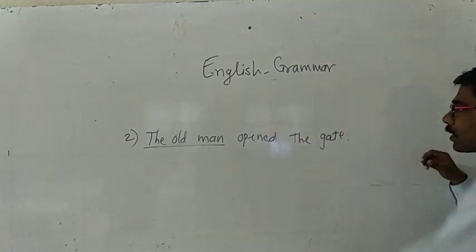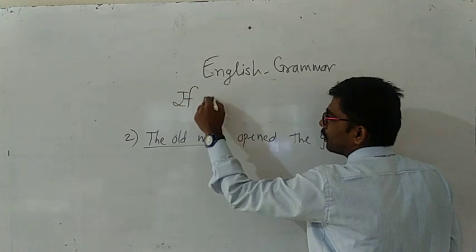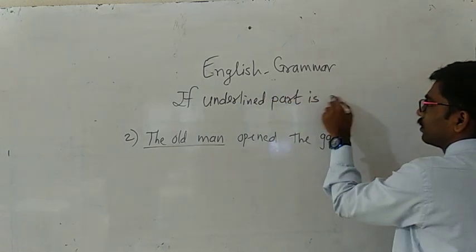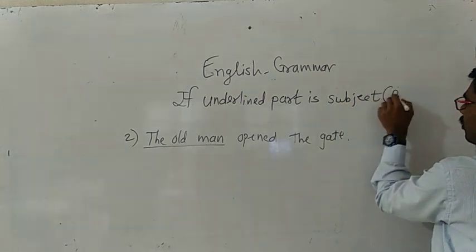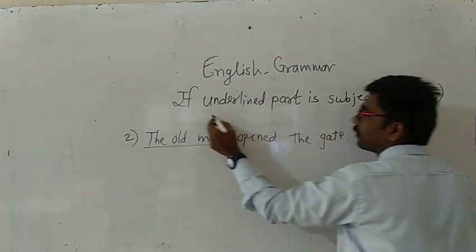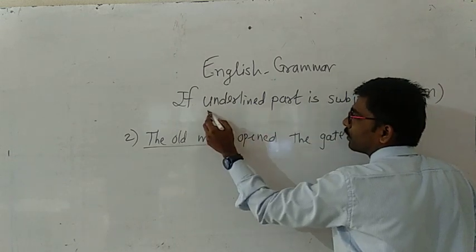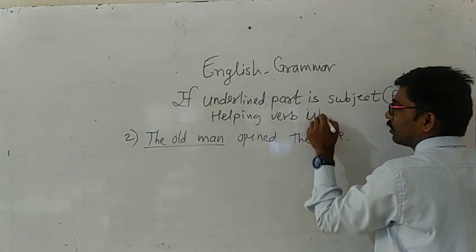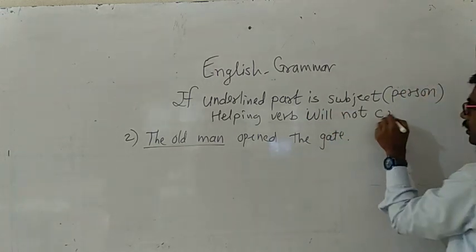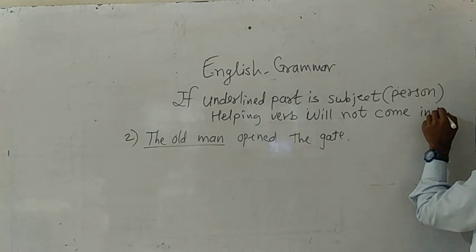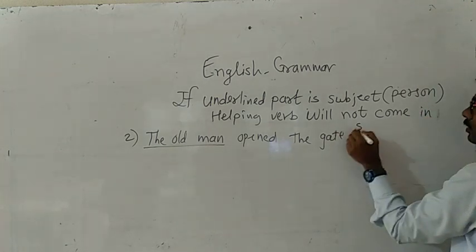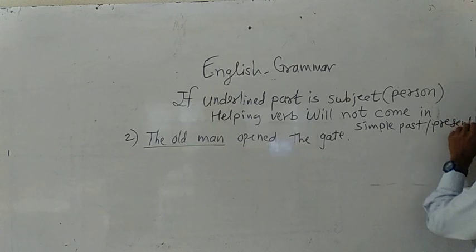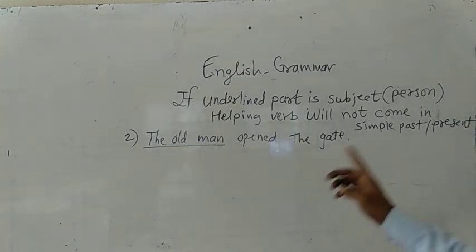So the rule is, if underlying part is subject, person, underlying part is, helping verb will not come in simple past and present. Write down this rule. Ramangoda, this rule is very, very important. Write down.